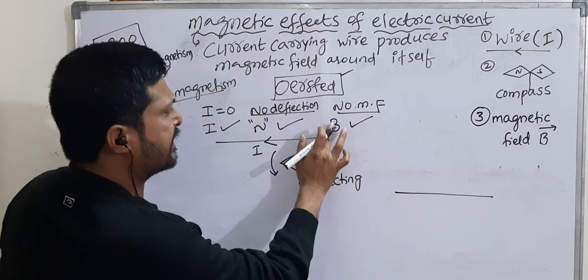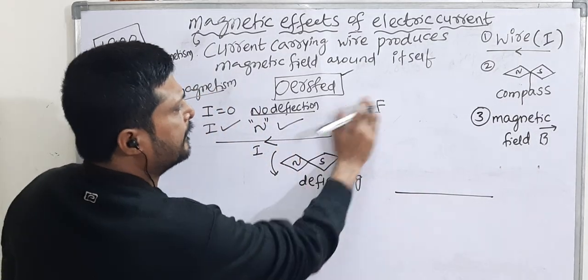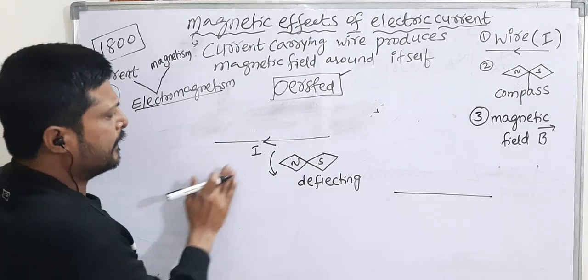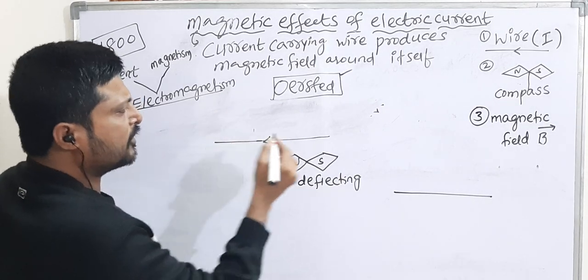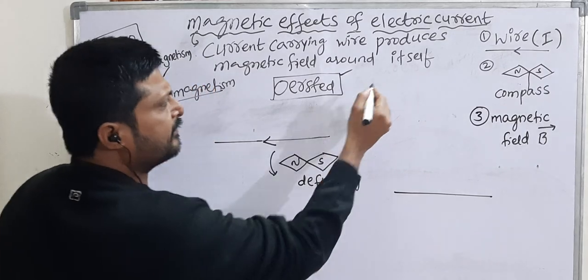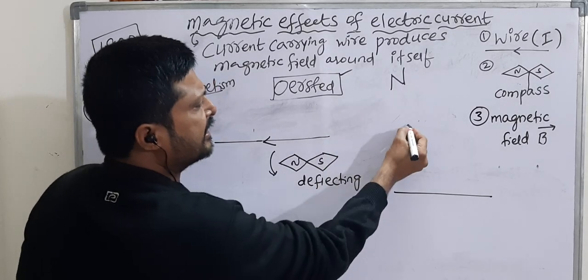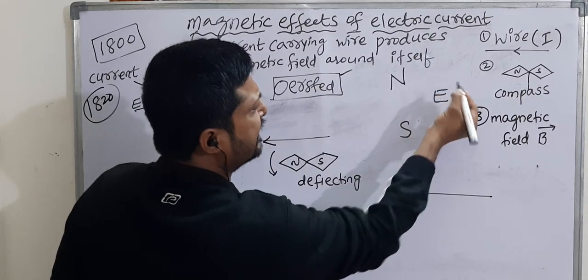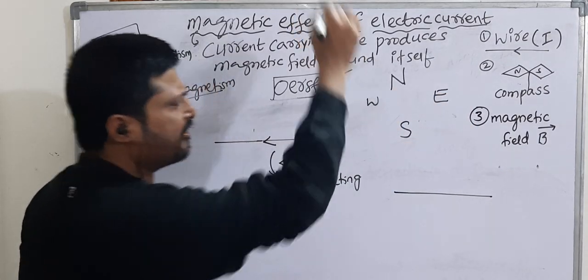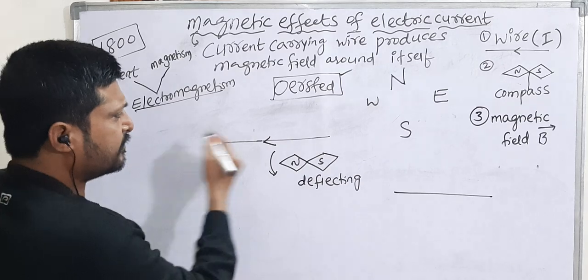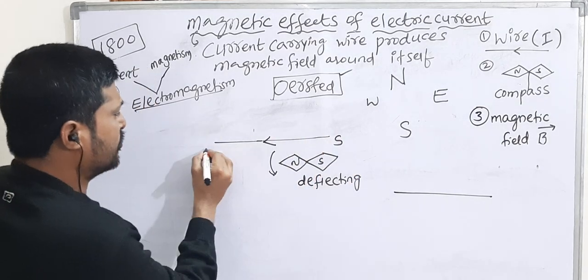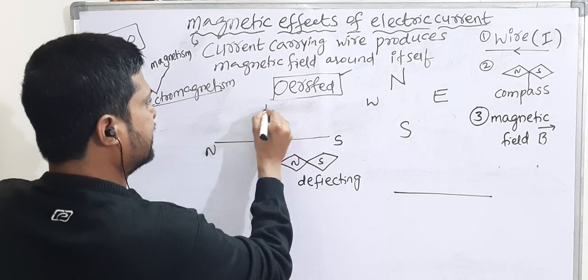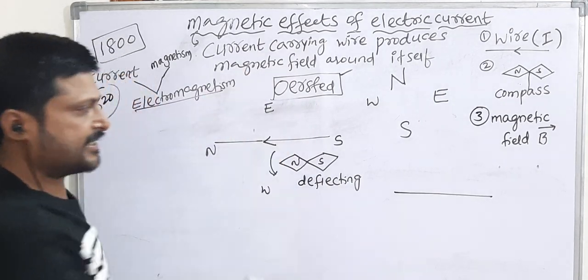Suppose I am writing here. Suppose you know very well, this is north, this is south. Right side of this one, this is east, left side of this one, west. Suppose, see here, this is north. Right side of this one, this is east, this is west.